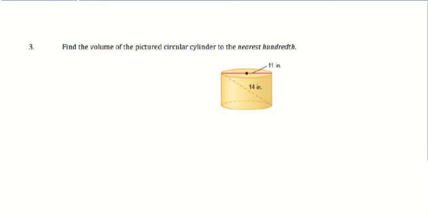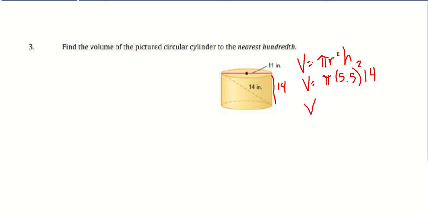So here we have, we're going to just say that this is 14 here for our height. So the volume formula for a cylinder is pi r squared times the height of the prism. So pi, the 11 represents the diameter. So 5.5 would represent the radius, and then times 14. And then we would want to use the pi button on the calculator here. So let me get that up for you guys so we can see where it is.